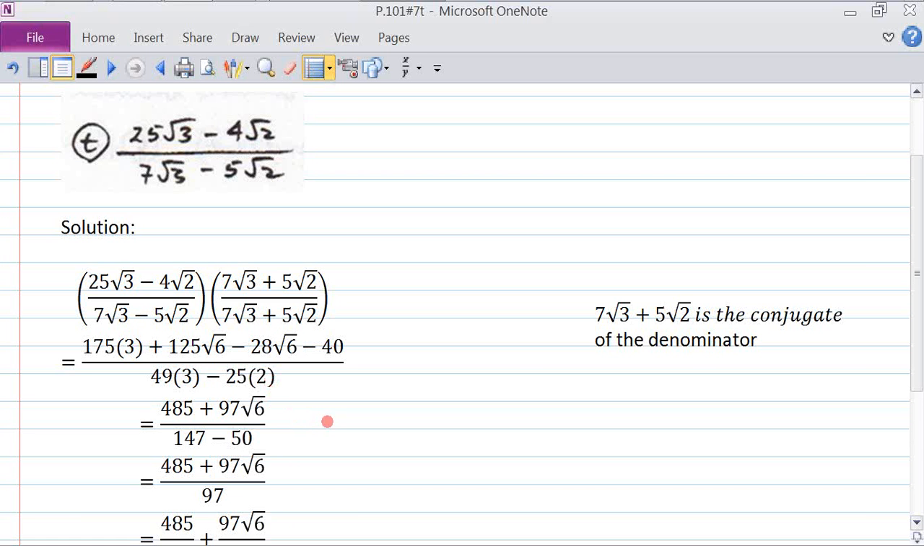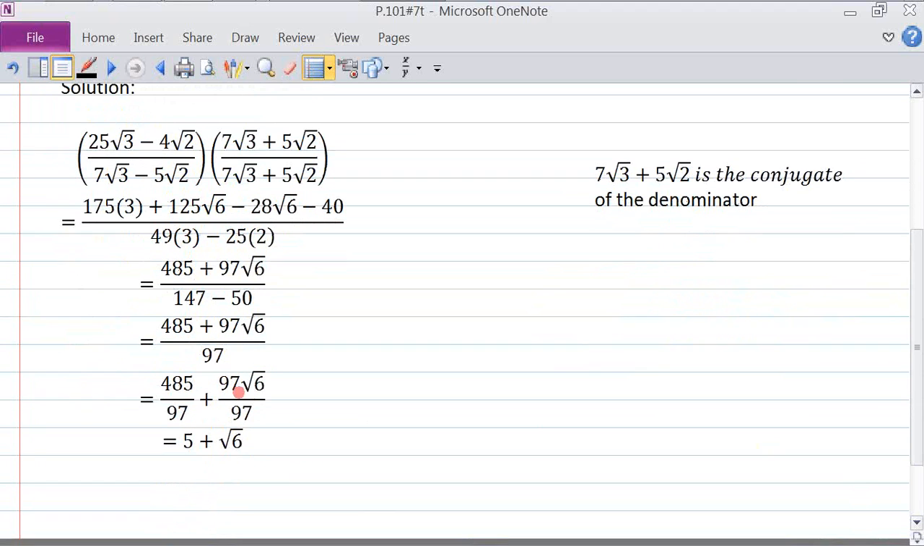So now I add 525. 3 times 175 is 525. I subtract 40, I get 485. 125 root 6 minus 28 root 6 becomes 97 root 6. And 147. 3 times 49 is 147. 25 times 2 is 50. 147 minus 50 is 97.